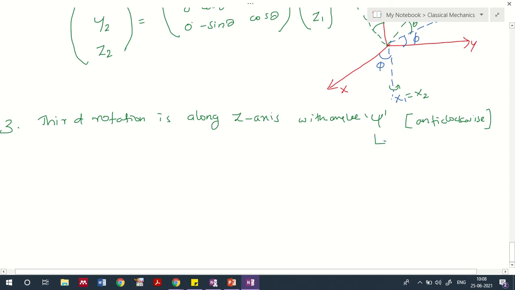That's why we call this the body angle. By this rotation, the space set of coordinates will be completely transformed to the body set of coordinates. So the third rotation is along the z-axis with an angle psi in anti-clockwise direction, and that's why we call this angle the body angle.